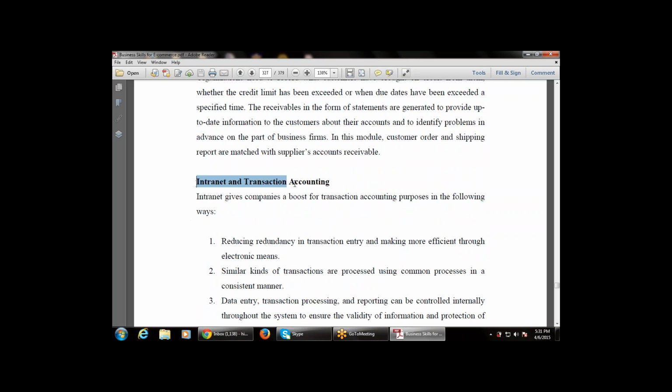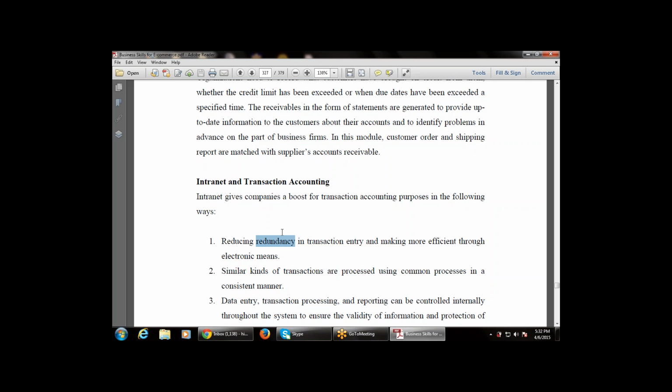Now, what is the internet and transaction accounting? That is how the internet provides accounting in the form of transaction accounting. The internet gives companies a boost for transaction accounting, a good variety of benefits for transaction accounting purposes in many ways. So what are the various benefits offered by the internet? First is reducing the redundancy in transaction entry and making it more efficient through electronic means.